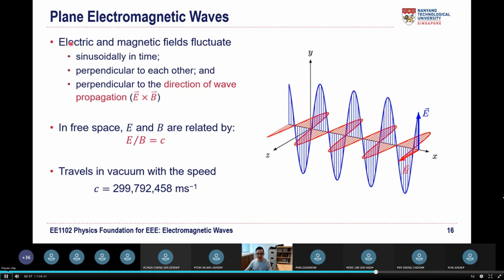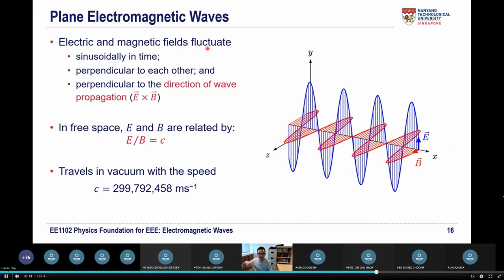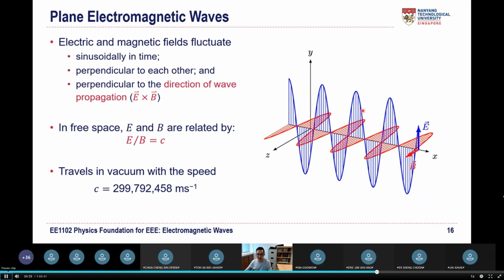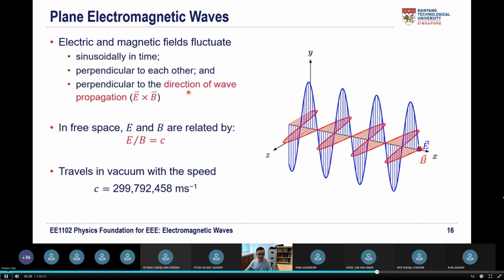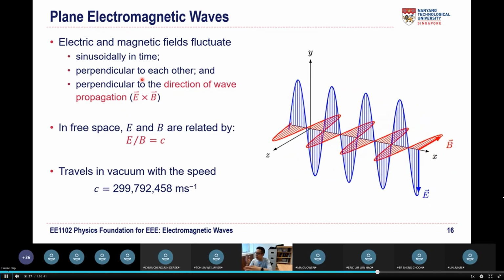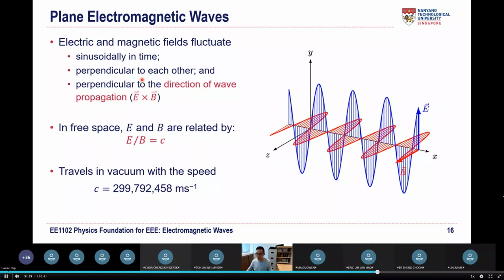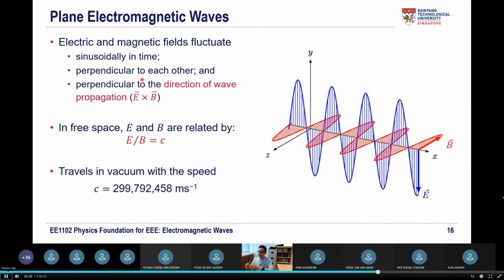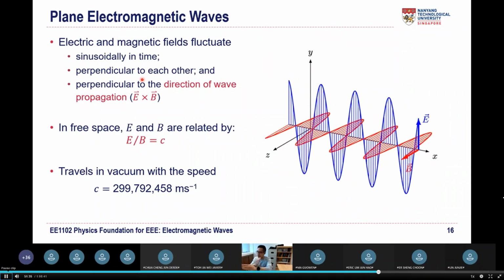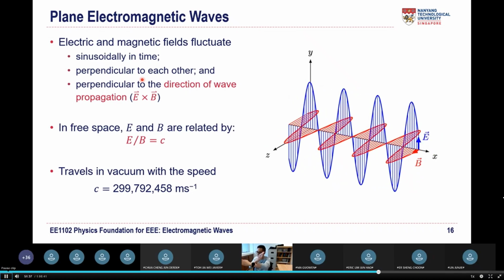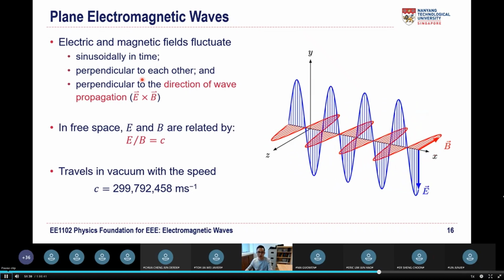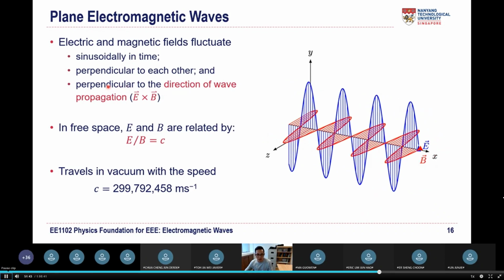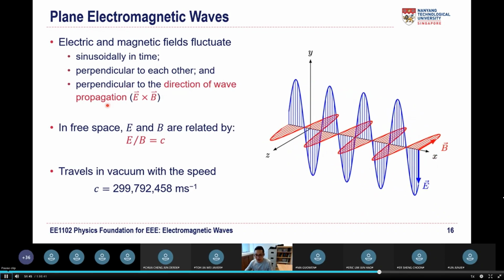In an electromagnetic wave, the electric field and magnetic field fluctuate in time, and they fluctuate sinusoidally like that. Okay, and they fluctuate perpendicular to each other because all these laws, when we discussed them, were cross products, right? So they had to be perpendicular to each other. Okay, and they are also perpendicular to the direction of the wave propagation.